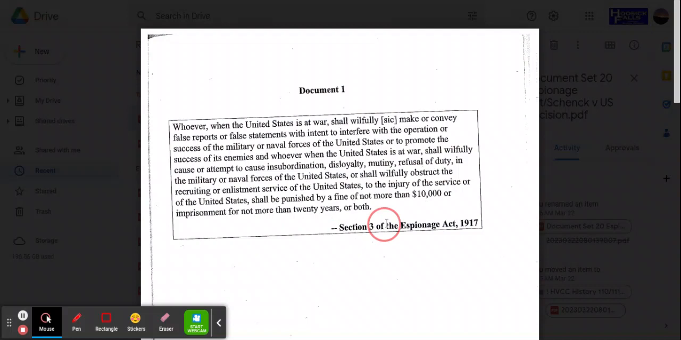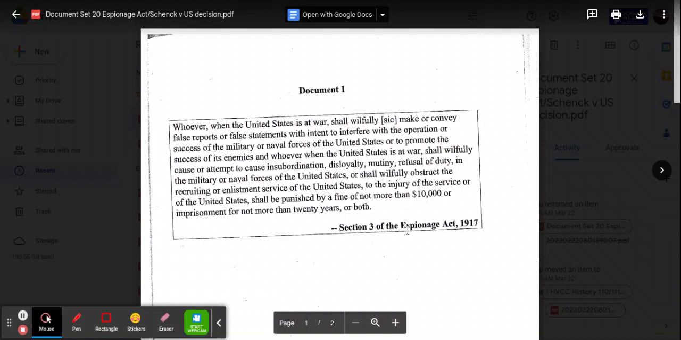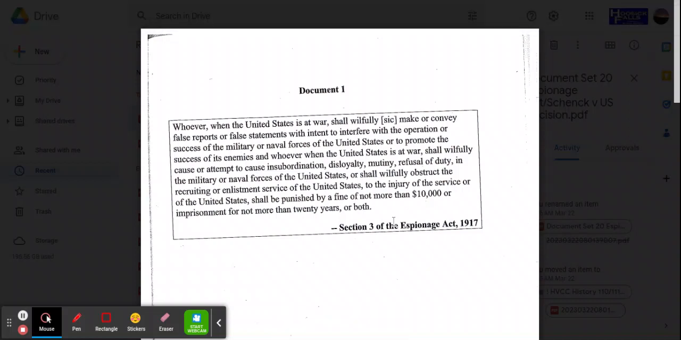So this Section 3 of the Espionage Act is clearly related to activities at home once America enters World War I. I don't want to give too much more information than that, but Espionage Act of 1917.